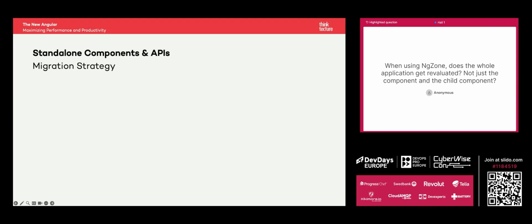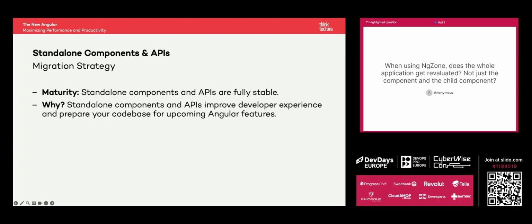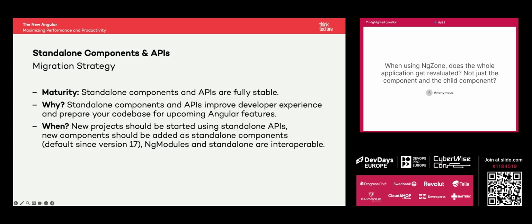Okay, now talking about this block. So standalone components and APIs are also fully stable. I would use them from now. Also, if you create a new Angular app, they are used anyway. They improve the developer experience and prepare your code base for upcoming Angular features. They even started to deprecate the HttpClientModule, right? Not the HttpClient, but the module as a way of using this thing. So yeah, it future-proofs your application.